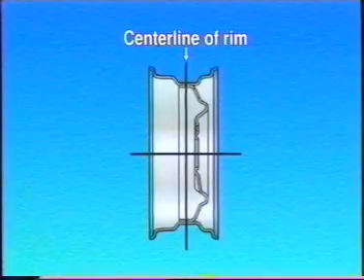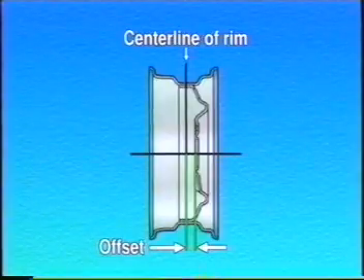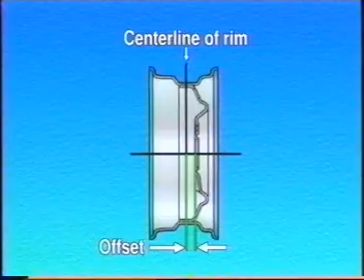The offset is the distance between the center line of the disc and the surface which is fitted to the axle hub. Using disc wheels of different offsets would cause a number of problems arising from changes in the vehicle's tread or the tires coming into contact with the brake caliper.